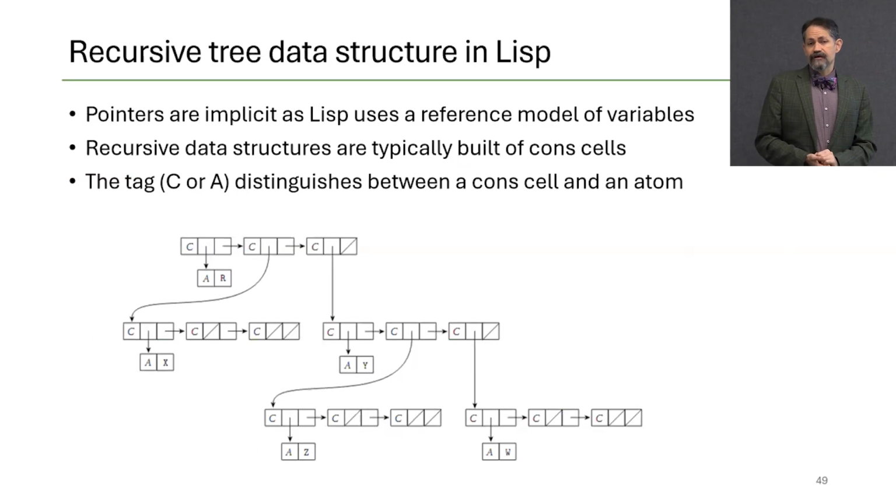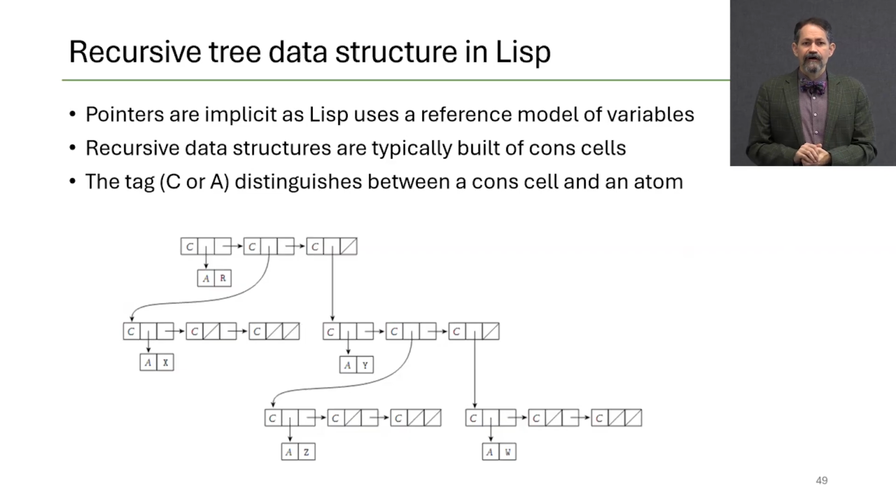Lisp is kind of an interesting example because pointers are implicit in Lisp. It uses a reference model of variables. And recursive data structures are typically just built out of cons cells, right? Cons cells are the primitive, so everything is a list. But then how do we form trees out of lists? Well, it's not too hard to do so.